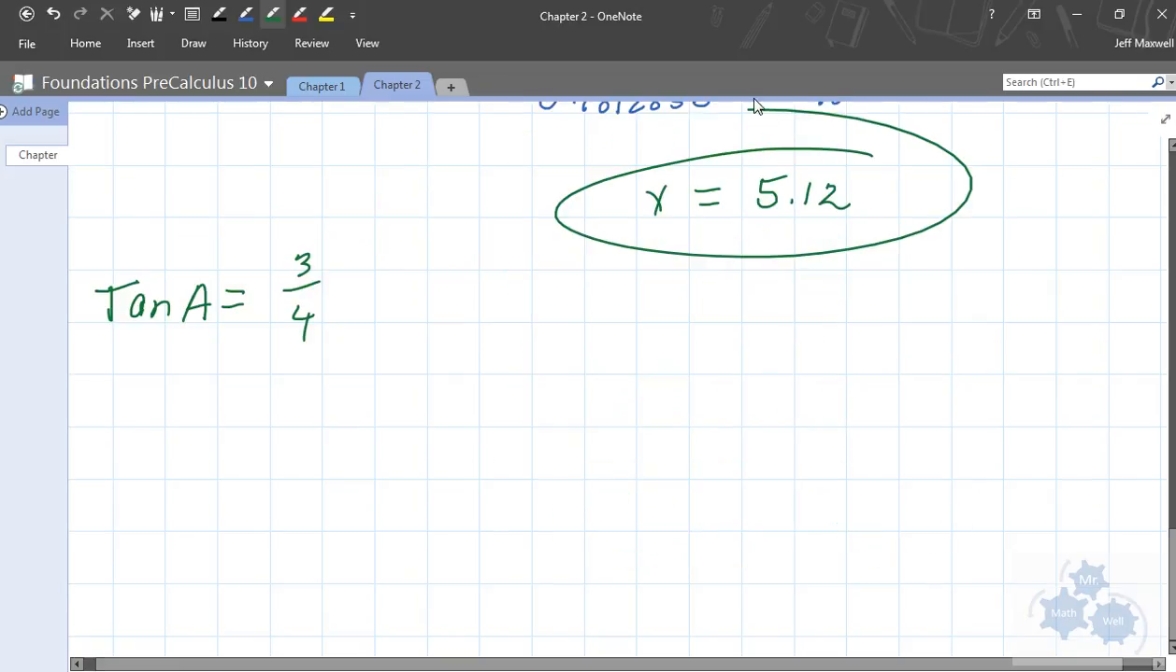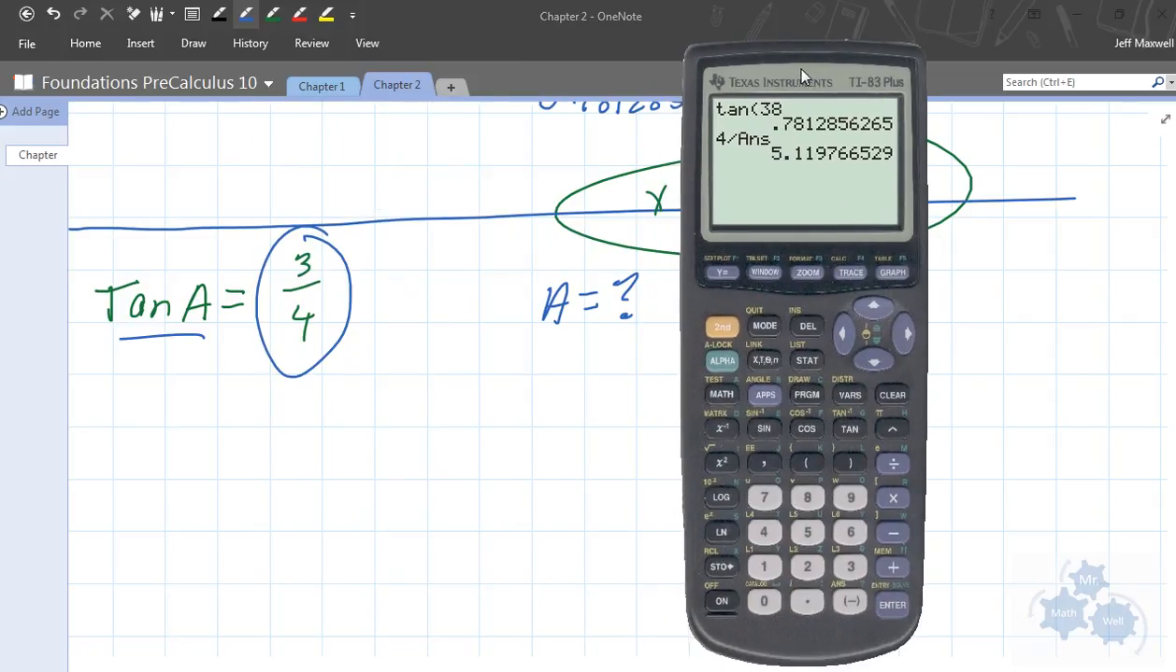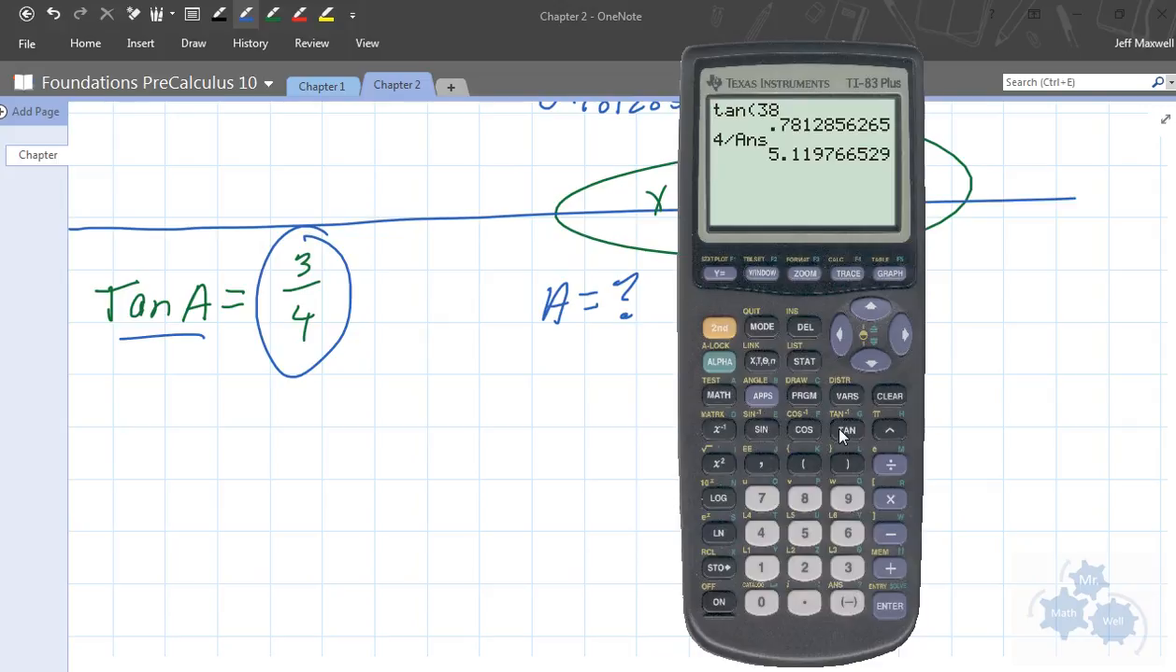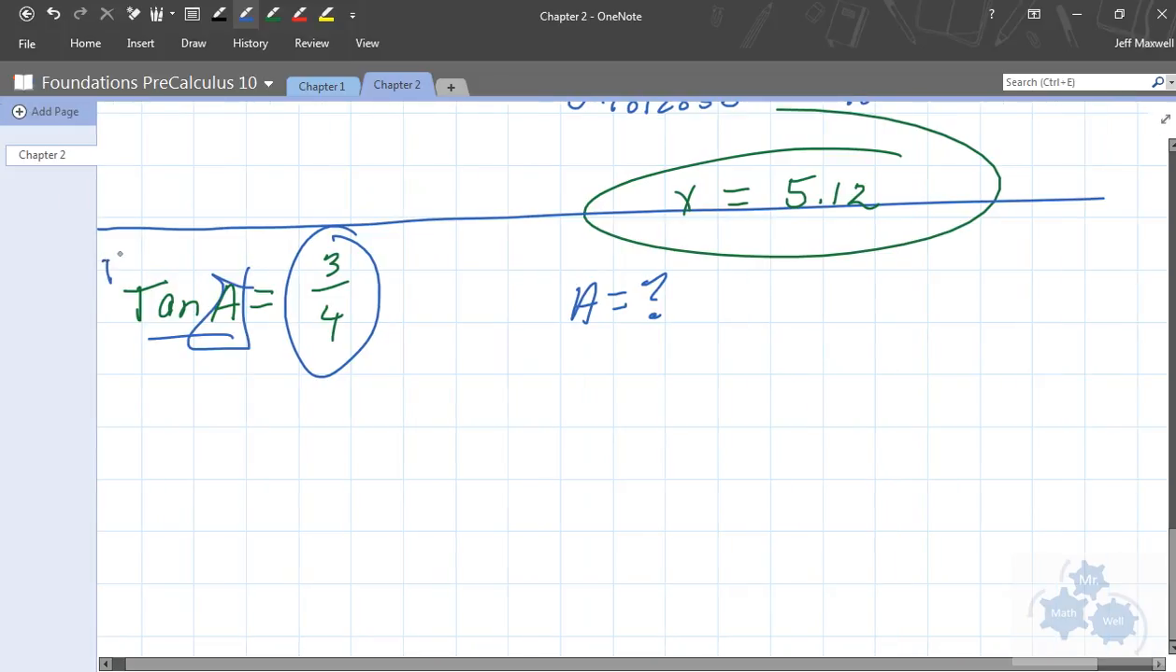Okay, so what happens if you're given this and you're asked to solve for A? A equals what? Well, you can use your calculator for this. Let me show you how to use your calculator to solve for A. You're given the value of the ratio. Yours will be a little bit different than mine, but you have a tan function, and you also have an inverse tan function. You see that tan to the negative 1? What you're going to do is solve for A by taking the inverse tan of both sides.